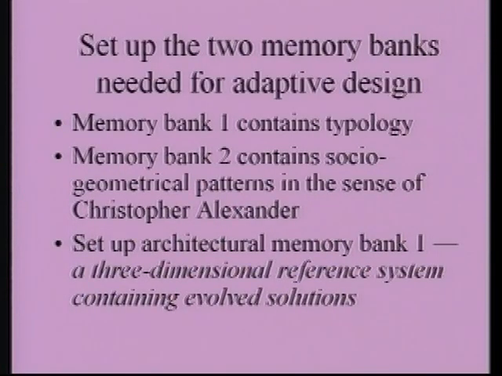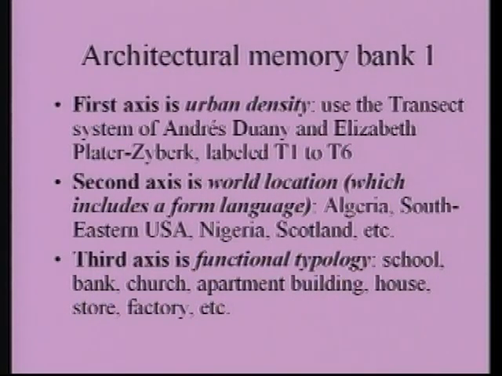And of course, I want to use all of this insight in order to design adaptive buildings and cities. So I'm going to set up now 2 memory banks needed for adaptive design. Memory bank 1 will contain the typology, and memory bank 2 will consist of sociogeometrical patterns in the sense of Christopher Alexander. I will set up the architectural memory bank. The first one, which is going to be a 3-dimensional reference system containing evolved solutions, what I have been arguing for in the last few minutes. It will contain evolved solutions. And these are the axes. Remember, I'm going to make a 3-dimensional grid with entries.